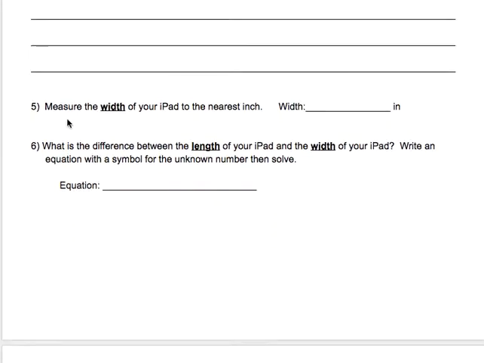Number 5, measure the width of your iPad to the nearest inch. Write your measurement on the line. Press pause until you have finished measuring.